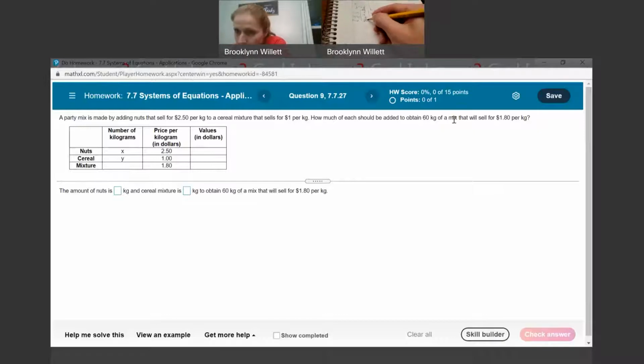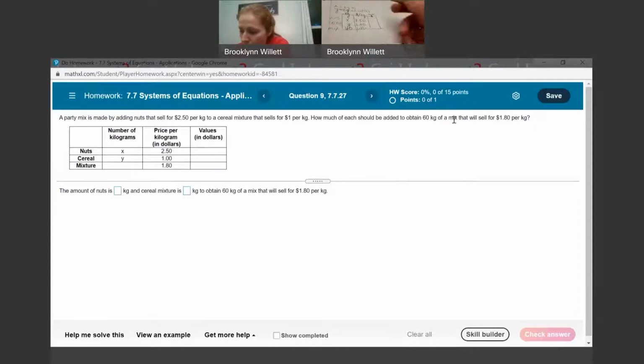Put a 60 there. And then they did fill the middle column in for us, but it should match with what it tells us. So the nuts cost $2.50 each. The cereal costs $1 each for each kilogram. And then the mixture is going to be $1.80 for each kilogram of the mixture.